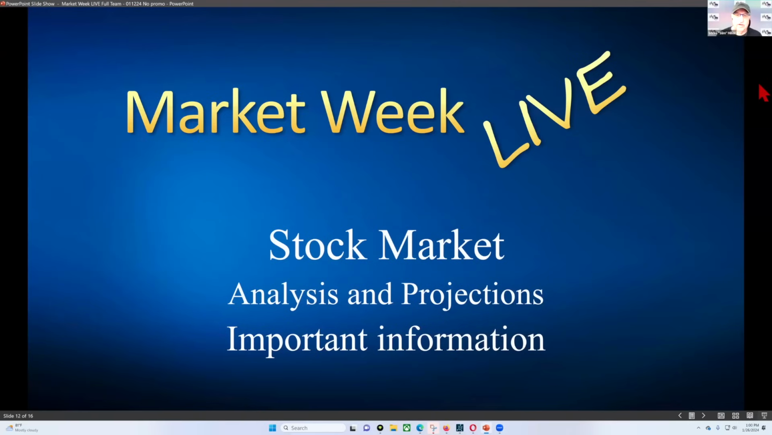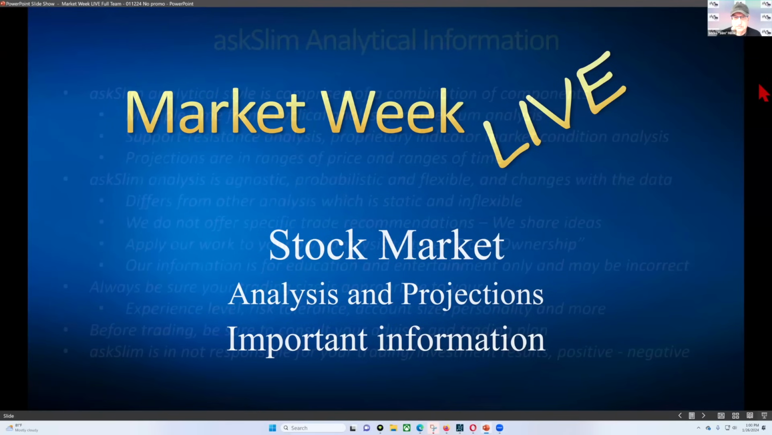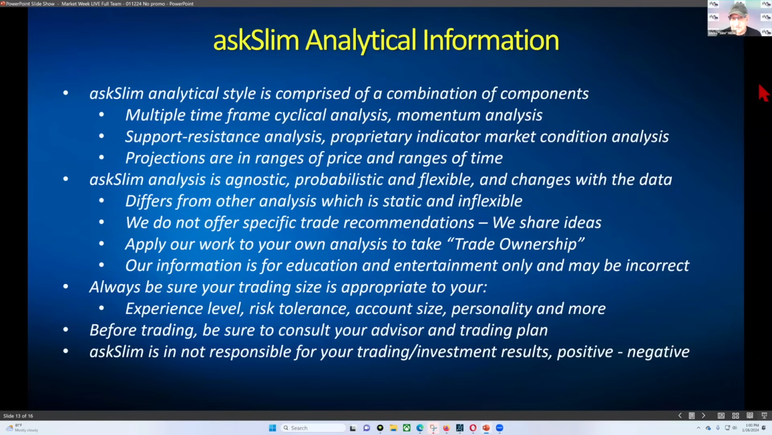All right, we're going to look at the stock market now. I'm going to give you my analysis and projections. Please do read this slide. It takes a good look at how we approach our analysis and what that means for you. And the key thing we want to always stress is trade ownership, that you own your trades and that you do manage the risk in those trades appropriately.